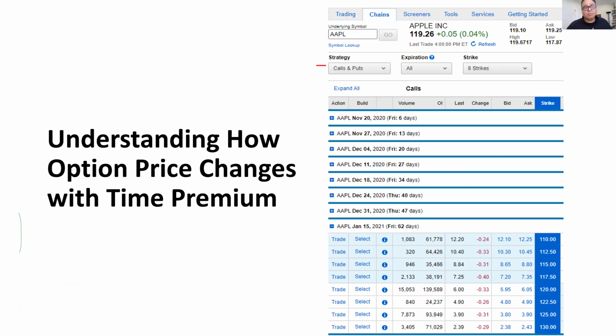Why is it covered? Because your back is covered. You own the shares, so you have no downside risk. If somebody wants to exercise, here they are, take them. So this is the point I'm making, that this is the safest way to make money in the stock market if you own the shares.